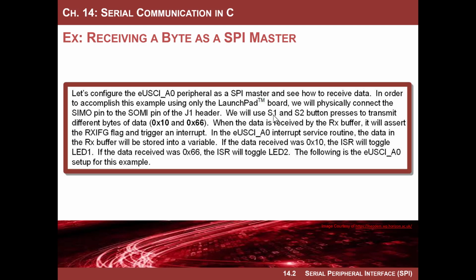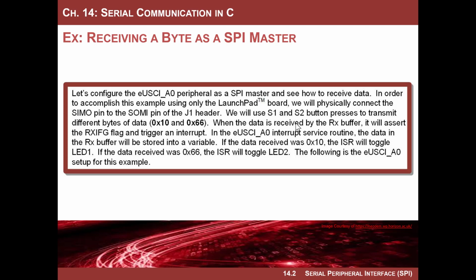And just for no other reason than to write an interrupt service routine for the receive, when data is received, the interrupt service routine for the receive flag will light up LED 1 when it sees 10, and it'll light up LED 2 when it sees 66. Okay, so we'll basically press S1 and LED 1 will toggle, and we'll press S2 and LED 2 will toggle. Now that alone is interesting.